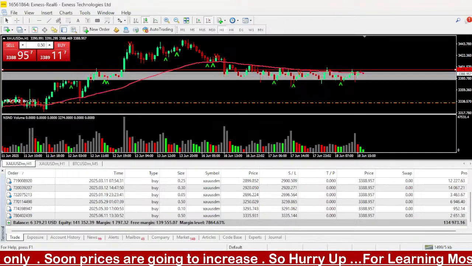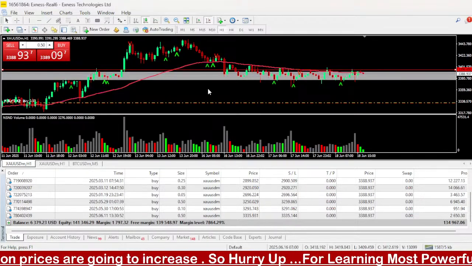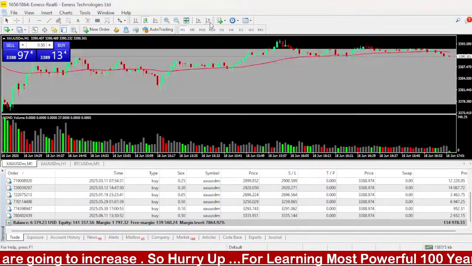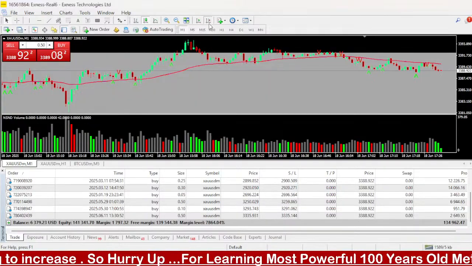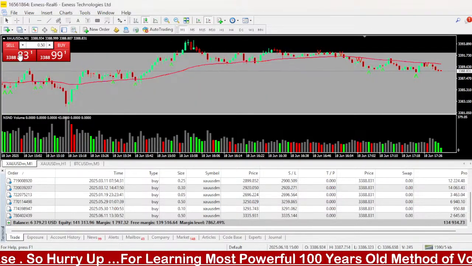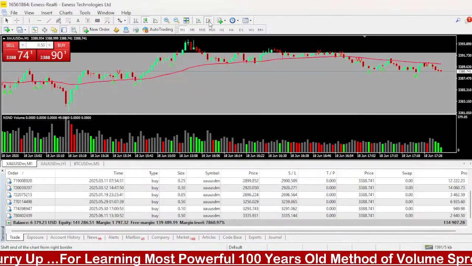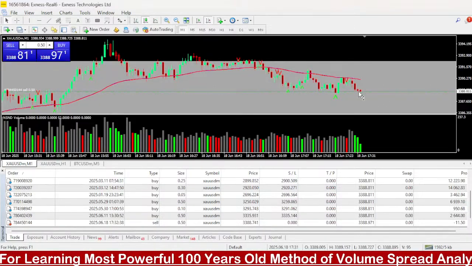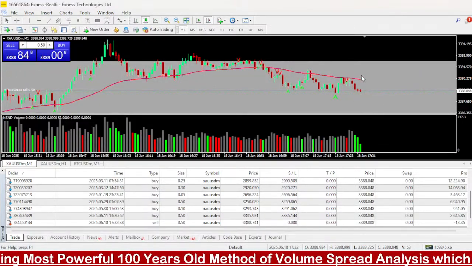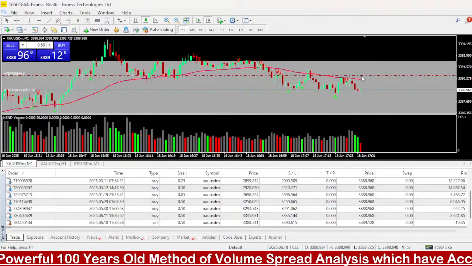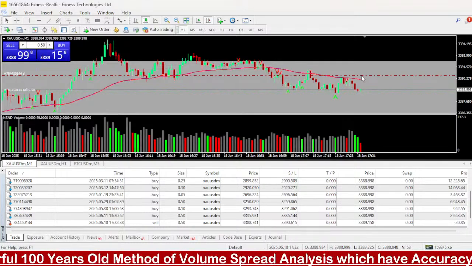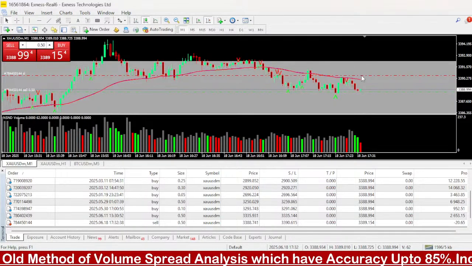Let's do some quick trading or scalping. Can we do scalping here? It's a sell. Let's take a sell here. Very aggressive entry. Let's put a SL here. Very aggressive approach, very risky approach.